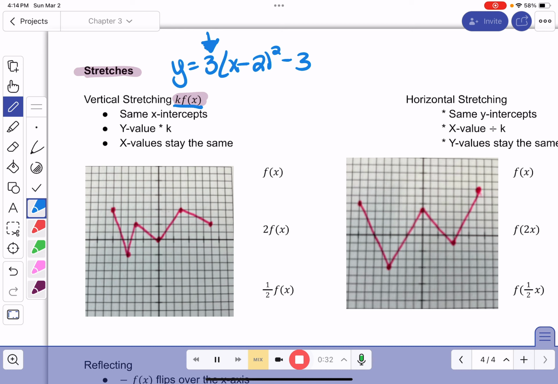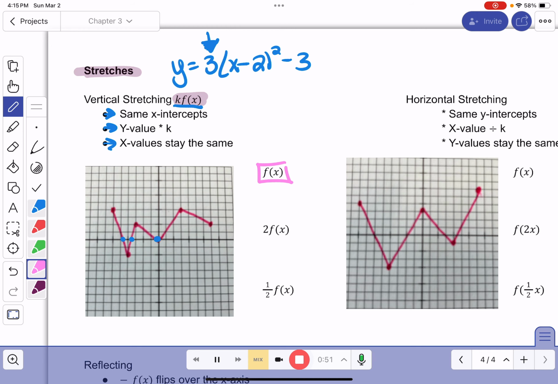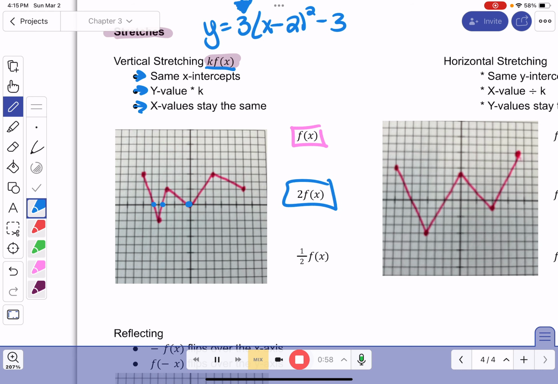The rules are, your x-intercepts are going to stay the same because 0 times anything is 0. You take the y value of any point and multiply it by k. Your x value stays the same and you have a new point. So f of x is that graph right there. For 2 times f of x, here's how we find it. Our x-intercepts stay the same, those are the blue points.